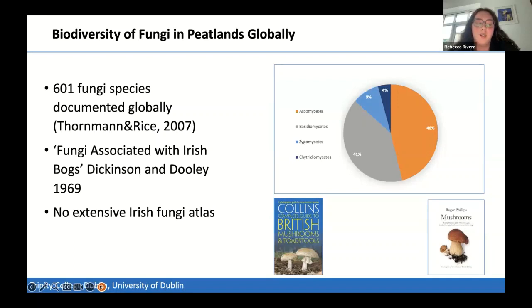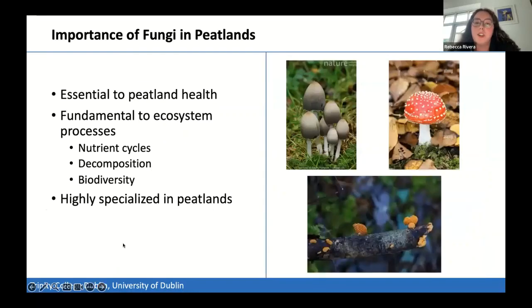So it's quite early days in terms of documenting fungi in Ireland. Our research group is really trying to give a push: if people are out for walks or anything, just start documenting what they're seeing. Fungi are very important to peatlands. They're essential to the health. They're fundamental to a lot of processes in these ecosystems, such as nutrient cycles, carbon cycles, decomposition, so how the soil is being made, and biodiversity as well. Fungi are highly specialized in peatlands. These pictures are taken from Peatland Park in Armagh in the north of Ireland.